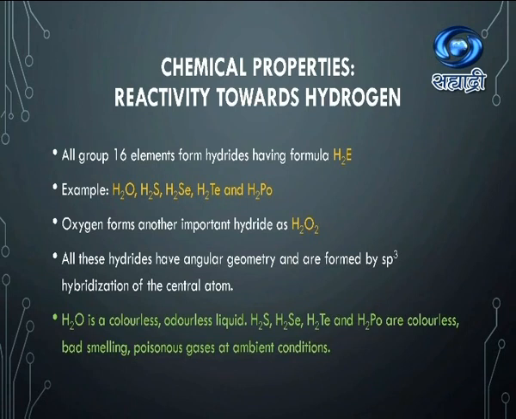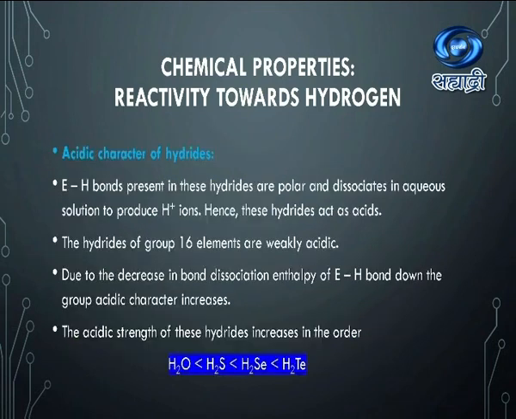All these hydrides have angular geometry and are formed by sp3 hybridization of central atom. So oxygen atom undergoes sp3 hybridization, sulfur atom undergoes sp3 hybridization, and then it forms these hydrides. Now water is a colorless, odorless liquid. H2S, H2Se, H2Te, and H2Po are all colorless, bad smelling, poisonous gases at ambient conditions. This we know. H2S, the smell is known to us, so it's always bad smelling and poisonous gas.